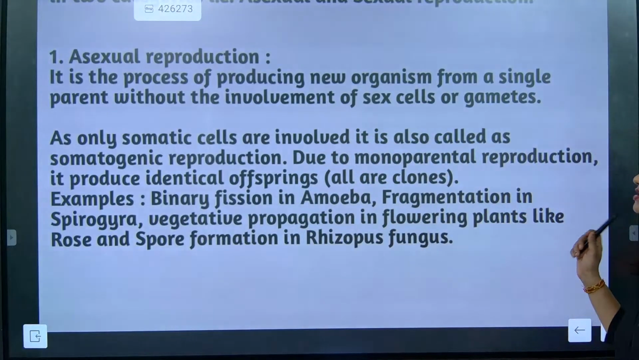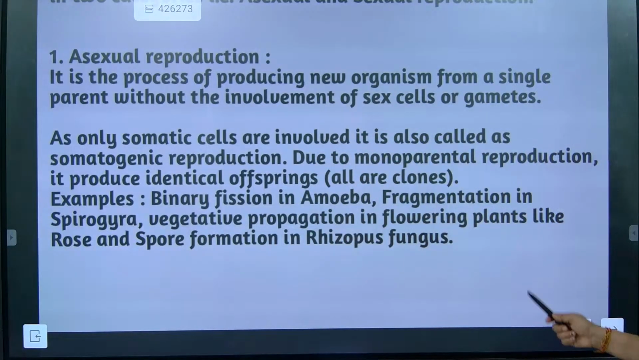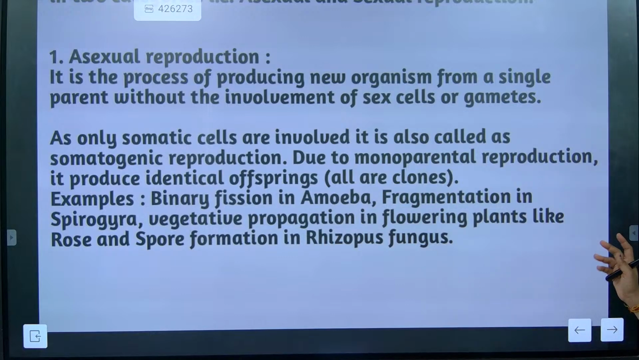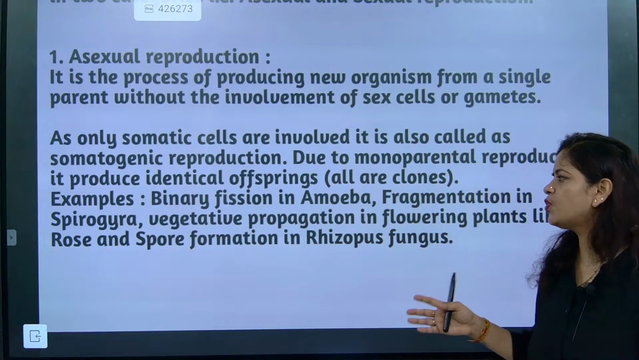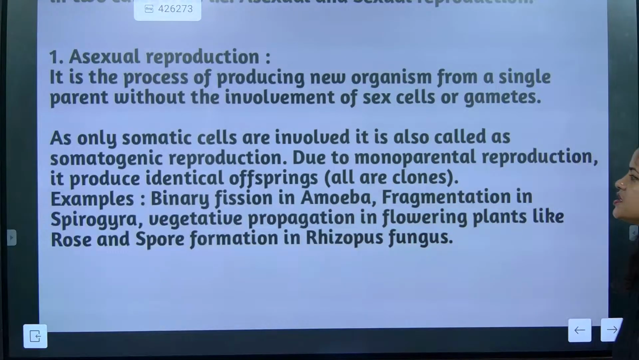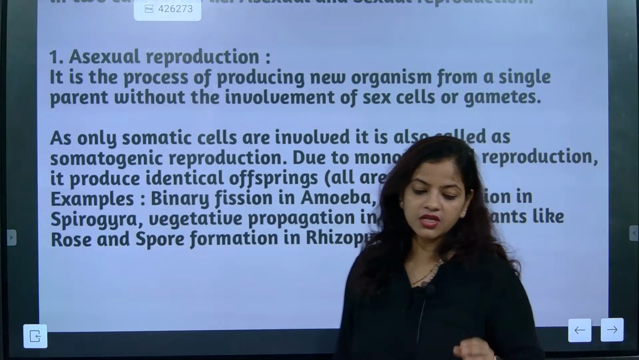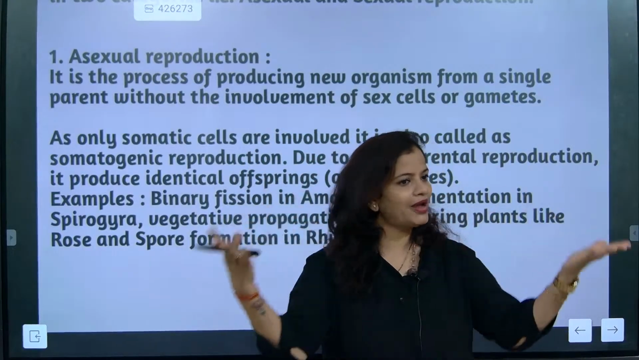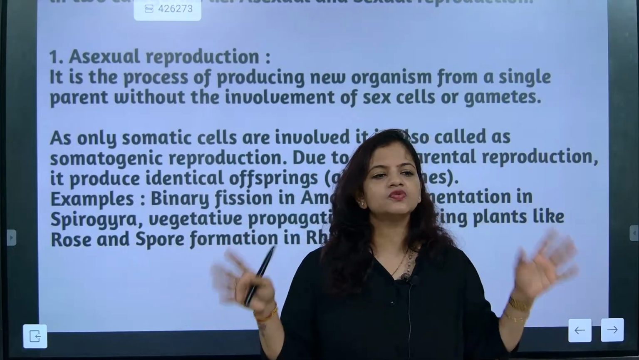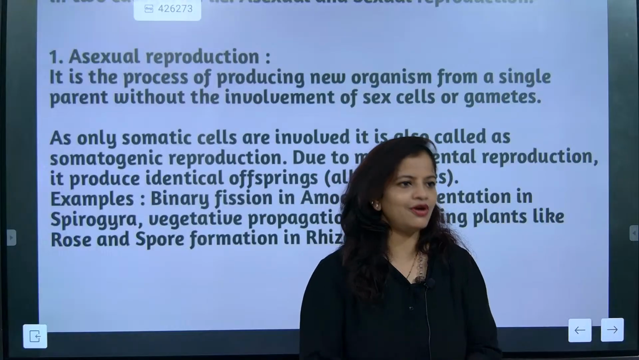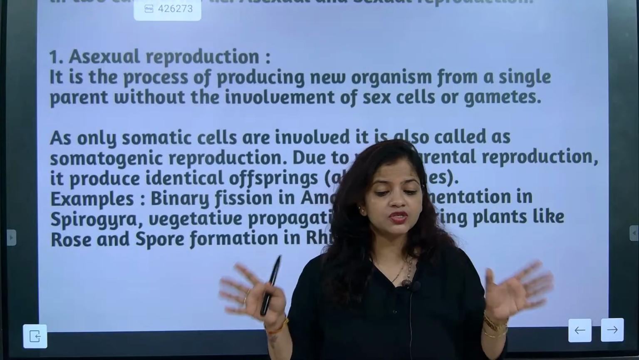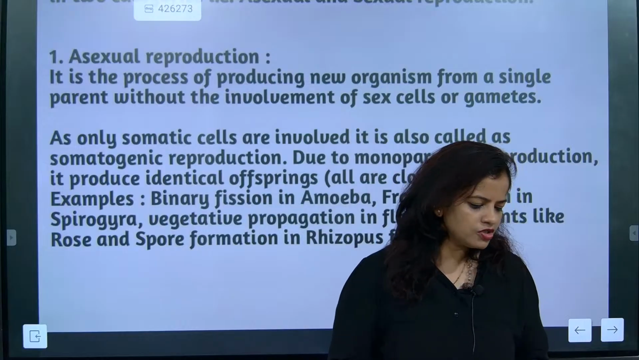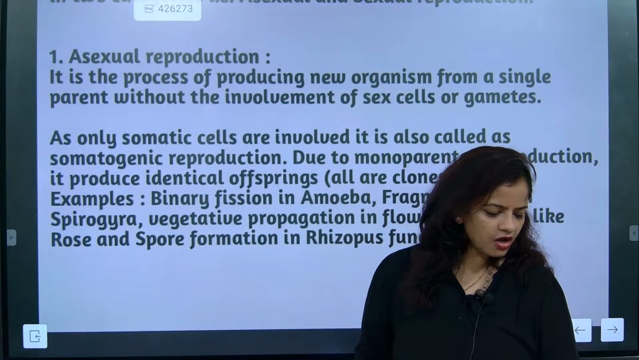Now, beta, we will understand this part. Binary fission in amoeba, fragmentation in spirogyra, vegetative propagation in flowering plants like rose, and spore formation in rhizopus fungus. What are they making? They are making clones, beta. I hope you understood. So clone formation is a specific feature of asexual reproduction, but in sexual reproduction it is not at all possible.